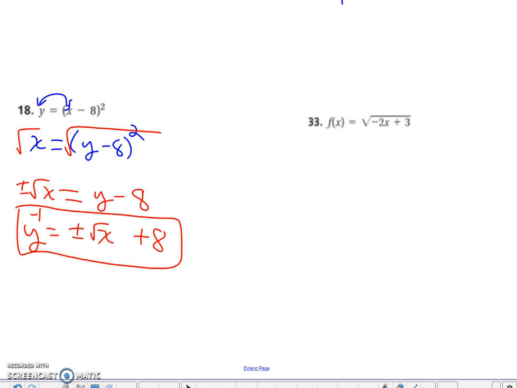Folks, mucho importante. If you ever get a plus or minus while finding the inverse, you know that the inverse will not be a function. Remember that every function has an inverse, but not every inverse is a function. One of the ways to tell is if you ever have to put plus or minus in your answer. It's not going to be a function. Okay, take a look at your domain and range.